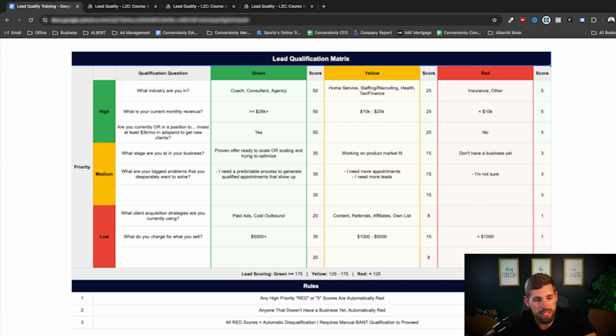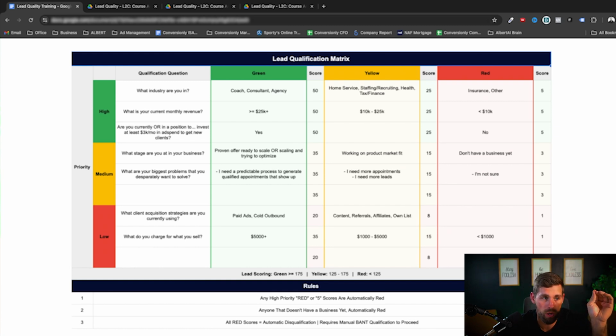So from all of these answers and the corresponding scores, we will then tally those up to create a score. A green score means this is the ideal prospect we want to get, okay? For that, any scores that have 175 or higher in total score is going to be a green. Anyone that's 125 to 175 is going to be yellow, and anyone that is less than 125 is going to be a red prospect, okay? We also have some rules down here.